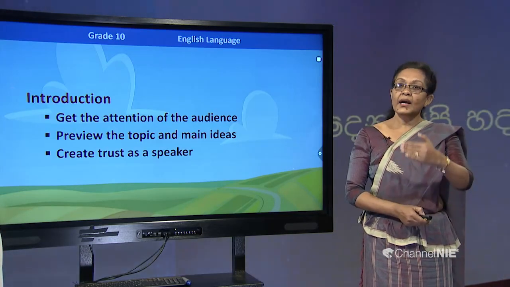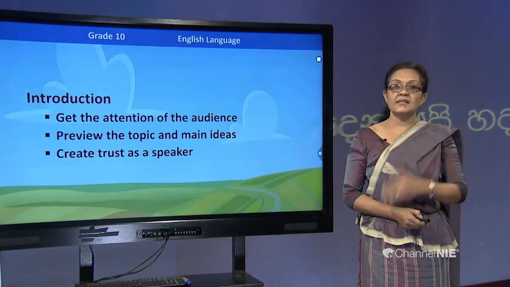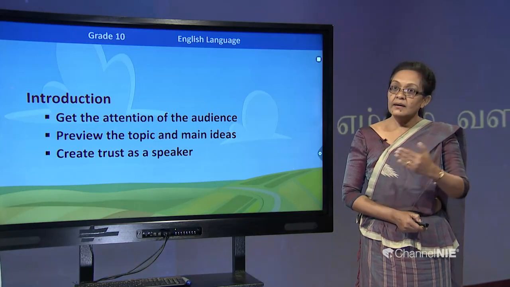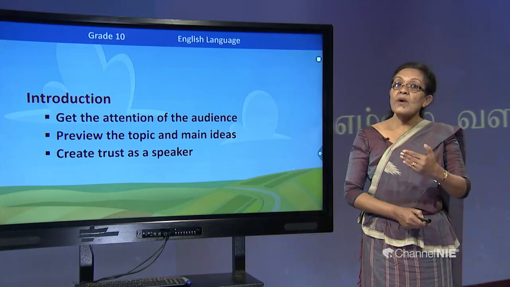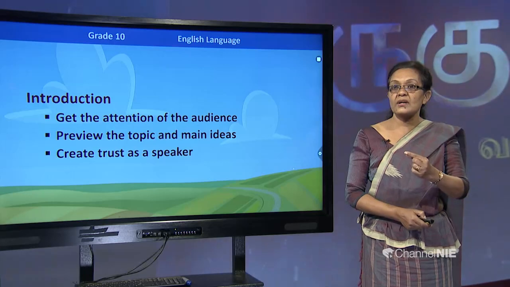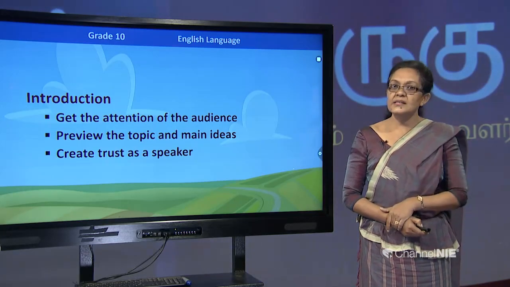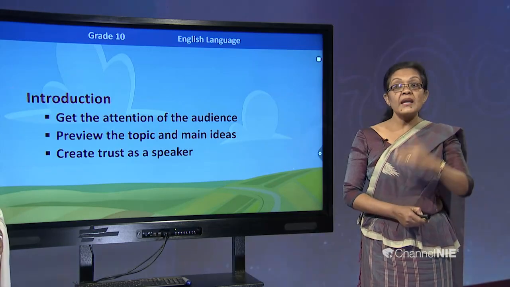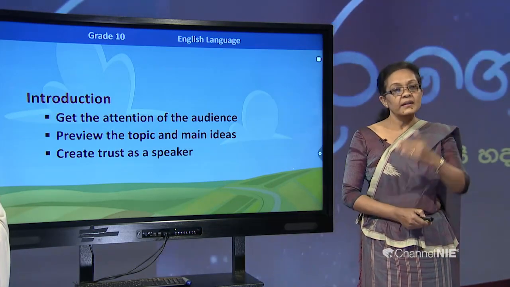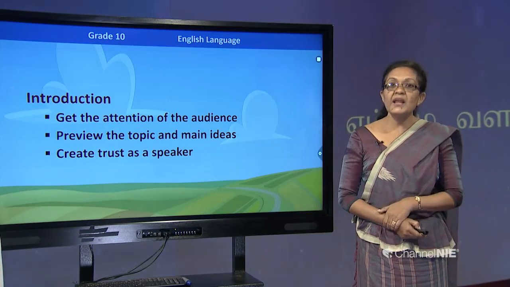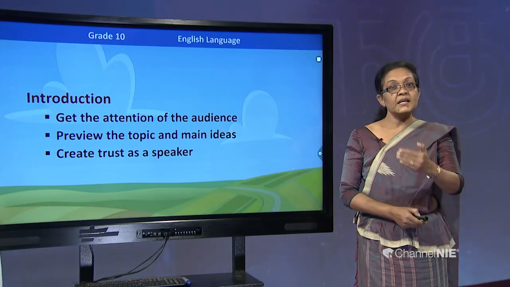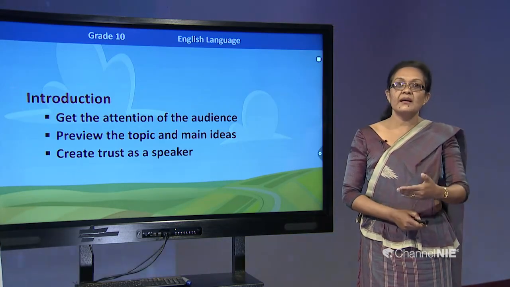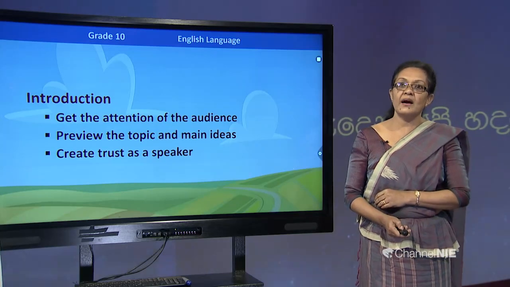For example, it should give some hints to the audience as to what they are going to listen. So, therefore, you have to have an introduction with some hints about your main speech. Then you have to create trust as a speaker. The audience should believe you. They must see that the speaker is going to tell some truth or something real. So, that trust should be there.